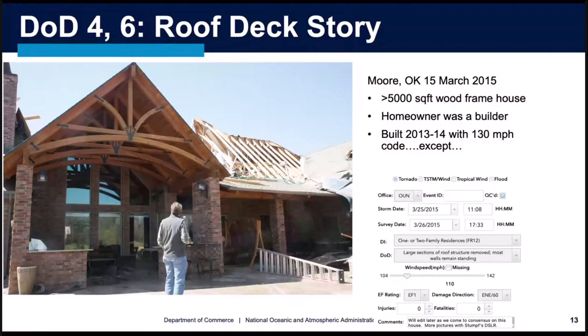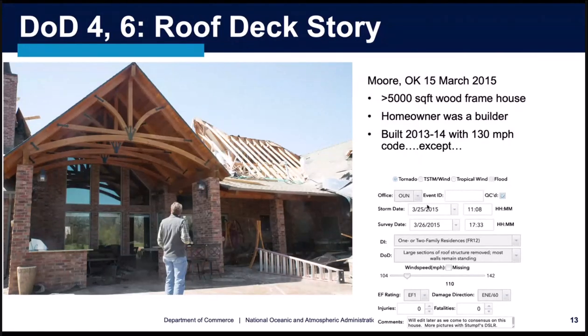Okay, so here's another story. This one is a straddle between DOD 4 and 6, another roof deck story. And this one is the 15th of March, 2015 in Moore, Oklahoma. Here we had a 5,000 square foot frame house. The homeowner was the builder, so he was one of the people that the city council consulted with in raising the building code in Moore to 130 miles an hour. So this house was built after that code, and everything was perfect except for one critical thing.